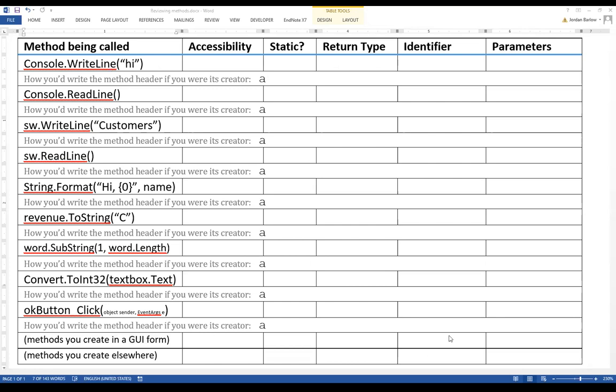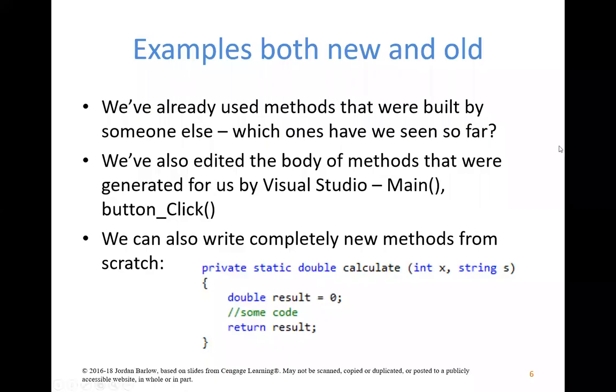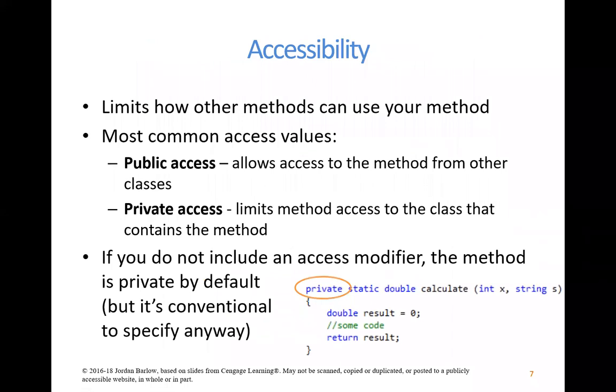Okay, let me jump back. The first piece is the accessibility. This limits how other methods can use your method. Like I said, the most common ones are public and private. If you don't include an access modifier, it's private by default, but it is conventional to specify it anyway. I think it's a good idea to always include explicitly whether a method is public or private.